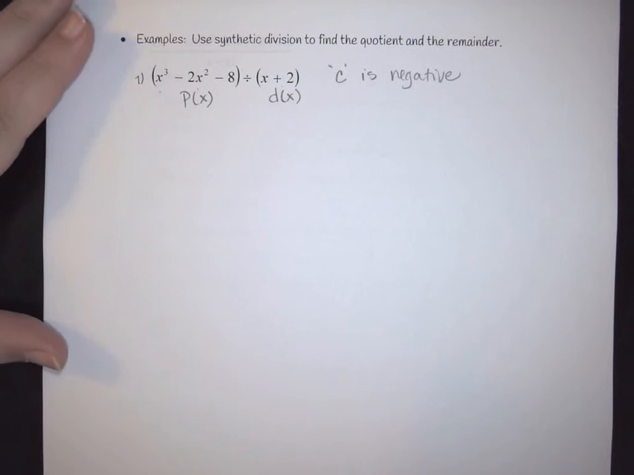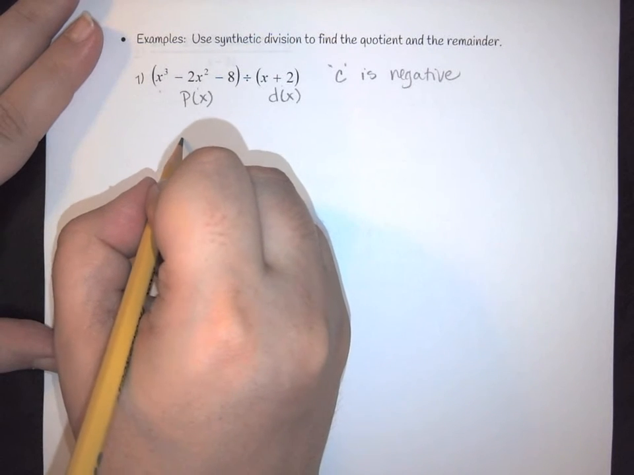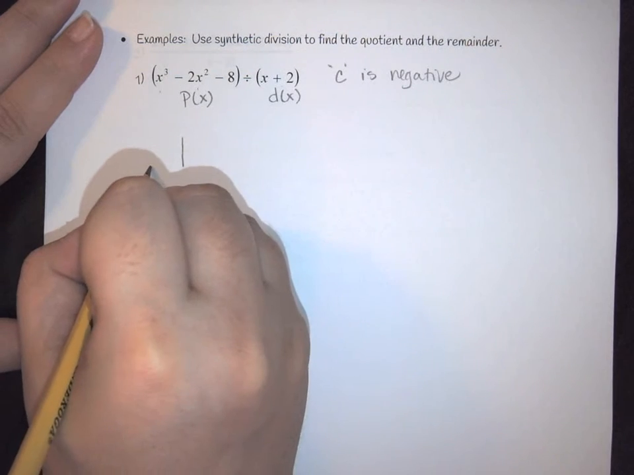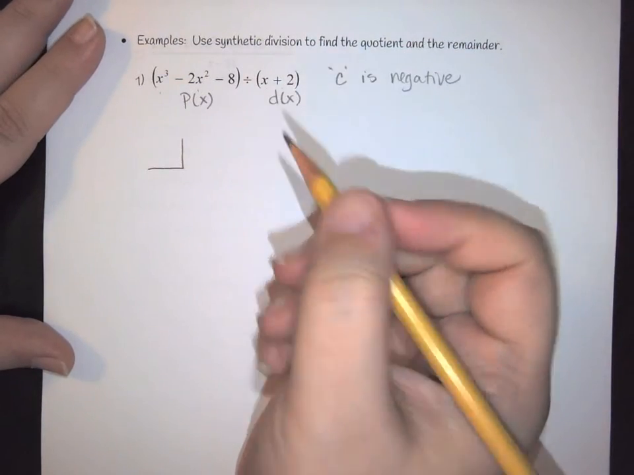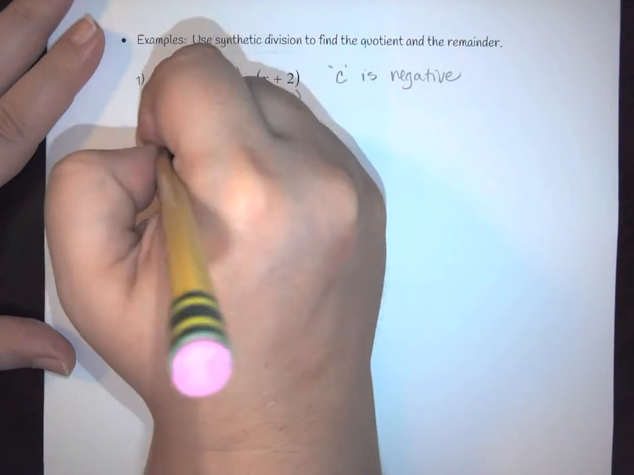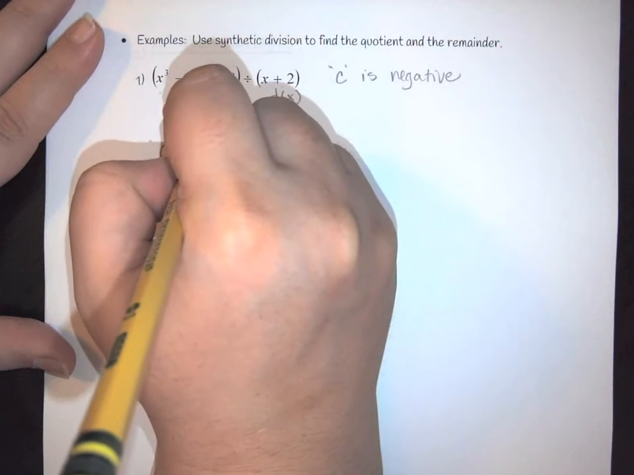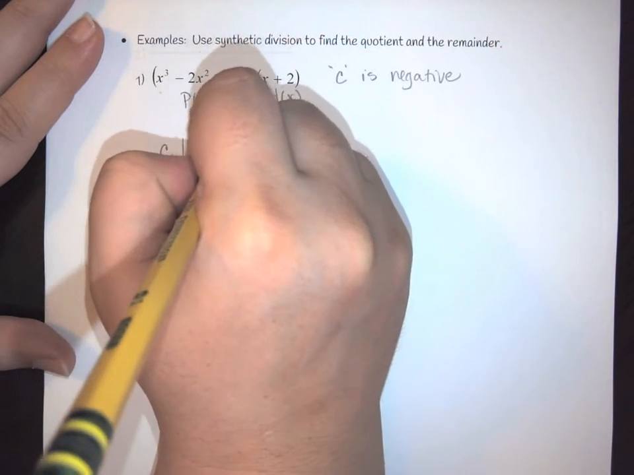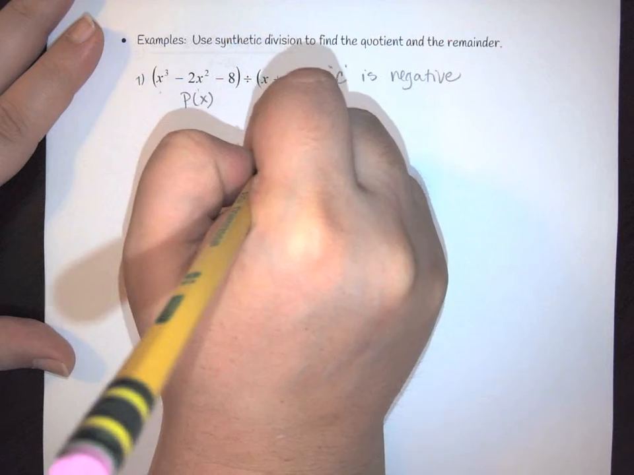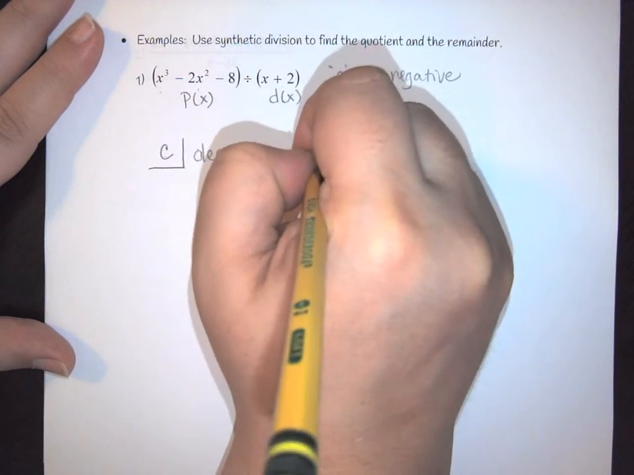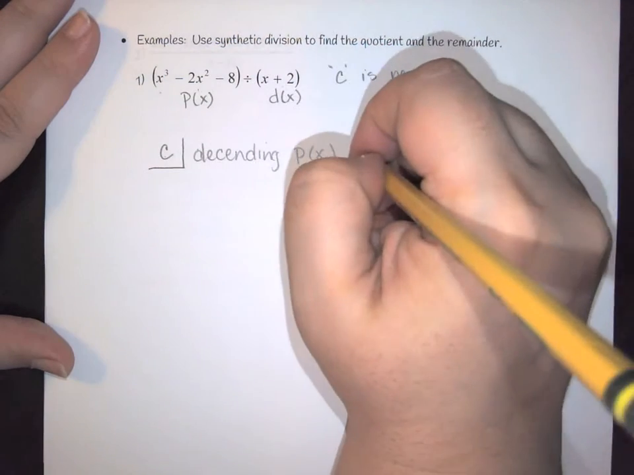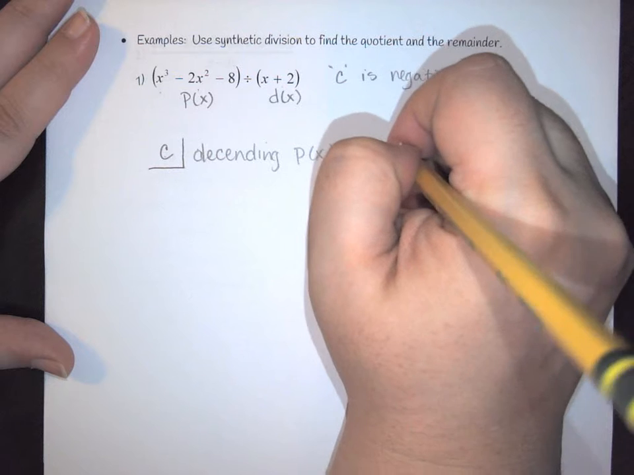So we set up our synthetic division by drawing a little half box. What goes inside here is going to be your c term, and then what goes next is going to be your descending p of x coefficients.